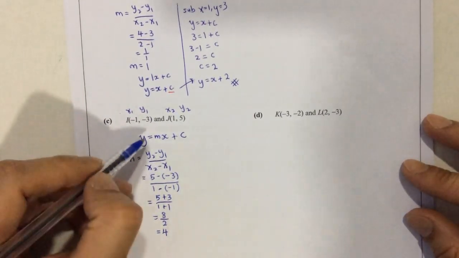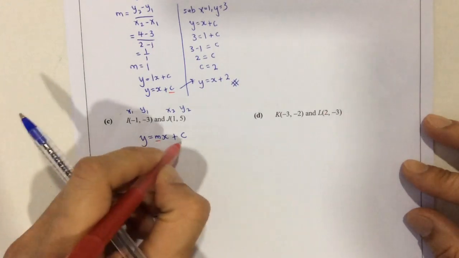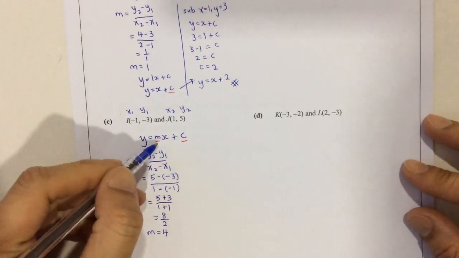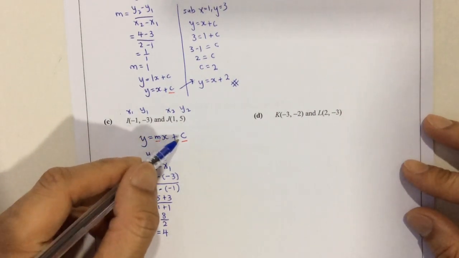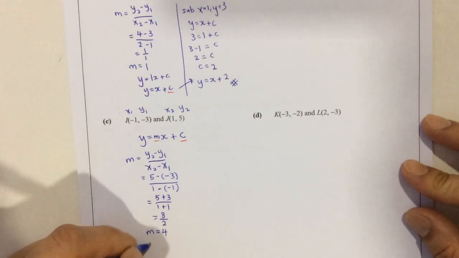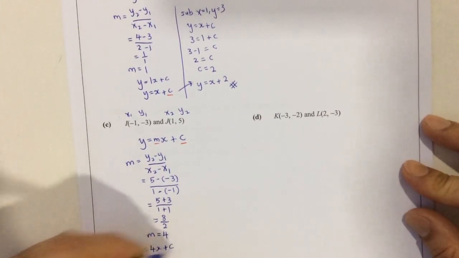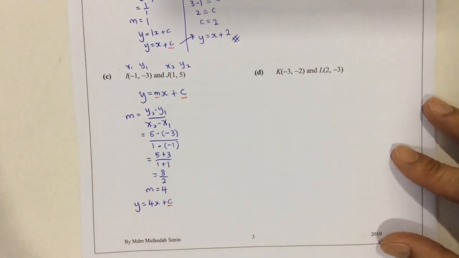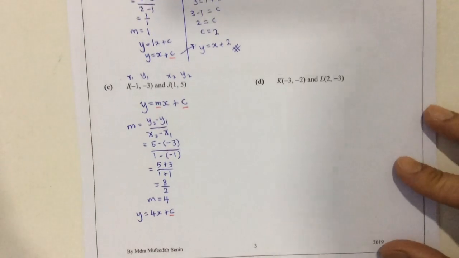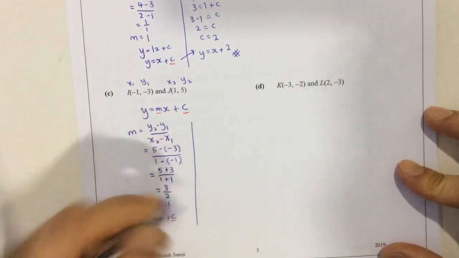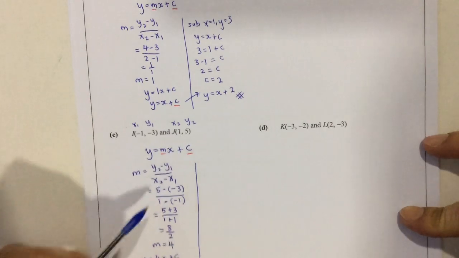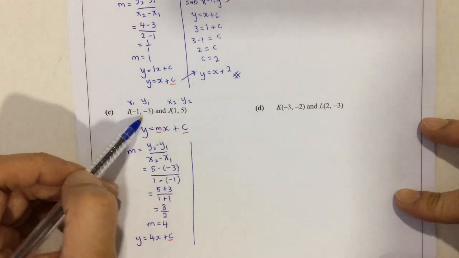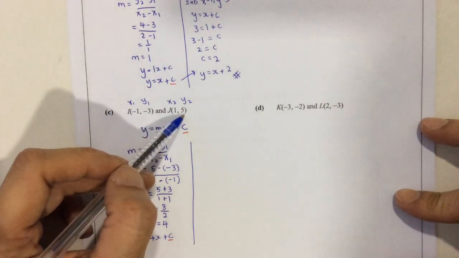So from here, our y equals to mx plus c, we can replace m equals to 4 here. So we have y equals to 4x plus c. Okay, so our last goal here is to find the value of c and get the final answer. So again, we can use one of the points to substitute into this equation to get the value of c. So I would choose the point 1, 5 here.